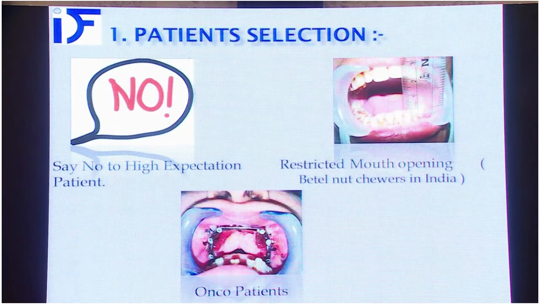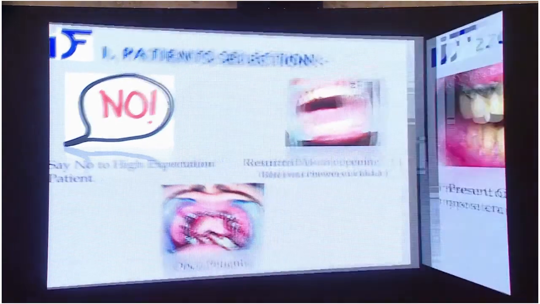For patient selection, first of all, when you are starting, please say no to high expectation patients, because it's obvious mistakes are bound to happen and that can give you sleepless nights. So say no to high expectation patients. Avoid restricted mouth opening when you want to start basal implantology, and avoid the cases which have a restricted mouth opening. Onco patient resection cases can be done after you achieve some mastery in the bicortical screw.